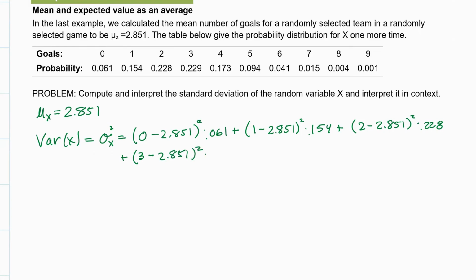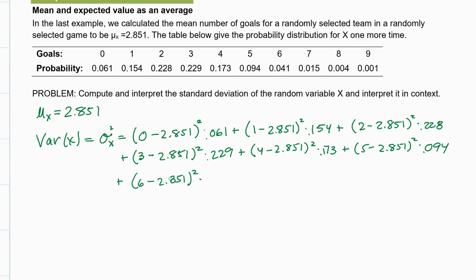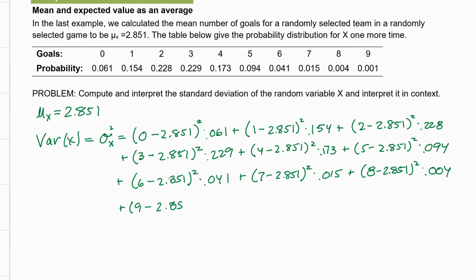3 minus 2.851 squared multiplied by its corresponding probability, plus 4 minus 2.851 squared times its probability 0.173, plus 5 minus 2.851 squared times its probability 0.094, onto 6 and its probability, onto 7 and its probability, 8 and its probability. And then lastly, 9 and its probability. All right, so there's our formula.